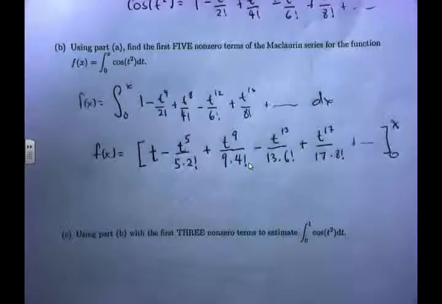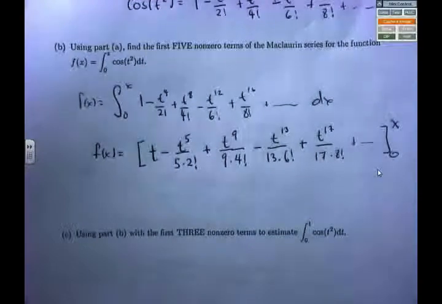Yeah? Why wouldn't you write like t to the 5th over 5 over 2 factorial? You can. But why don't you clean it up? Because look at what I got to do in part C. I might as well make this problem real nice for me because I'm going to have to crunch some numbers in a minute. I might as well make the numbers nice. So when I integrate the variable, constants stay where they're at.